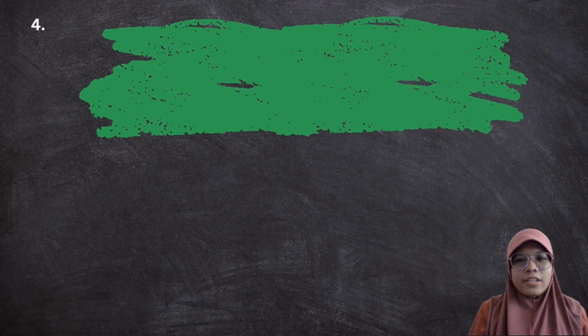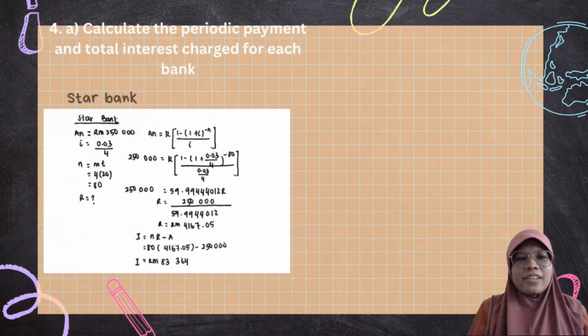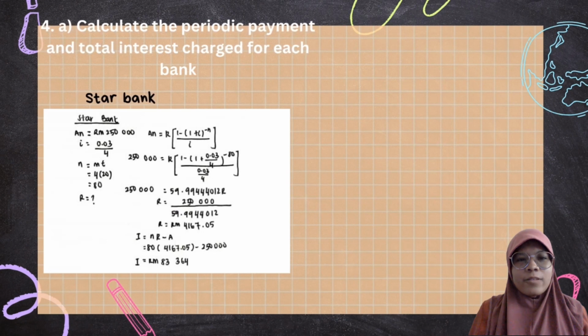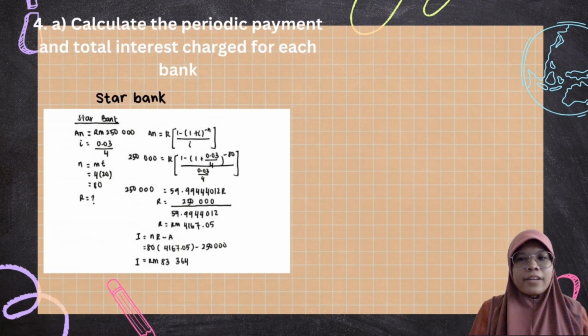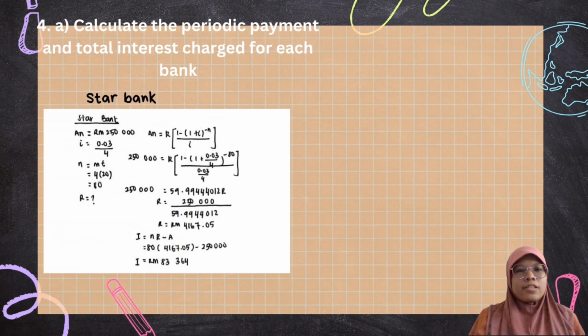for 20 years. There are two banks that you have surveyed for that loan. Below are the details of the bank. Question 4A. Calculate the periodic payment and total interest charged for each bank. First, we will calculate the periodic payment and interest charge for Star Bank. And for that, we will use the present value formula.